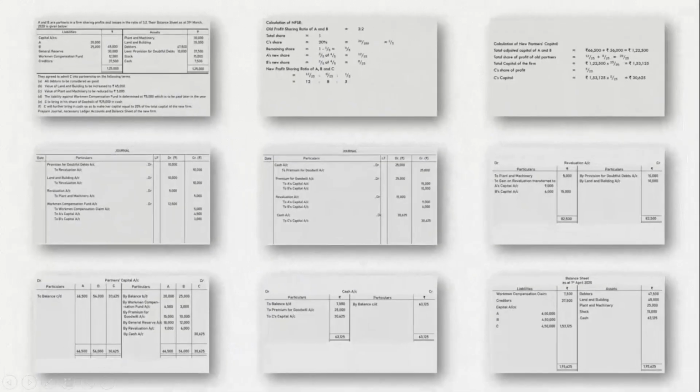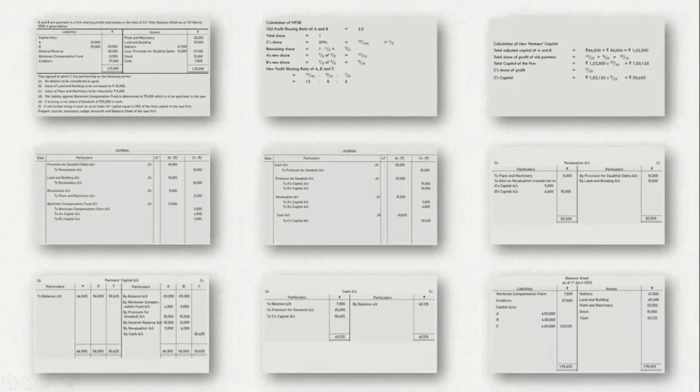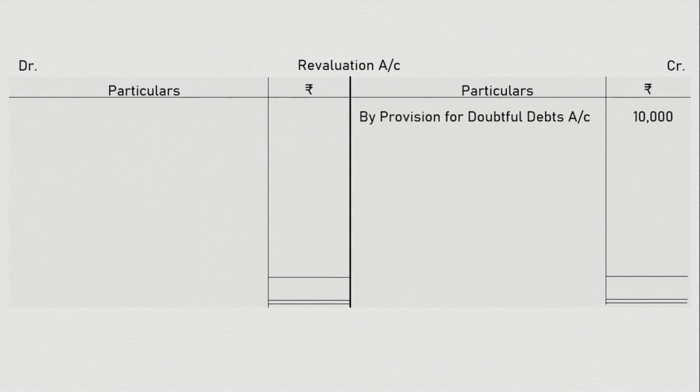Let's cancel this. Now provision is having a credit balance. So to cancel it, we will debit provision and we will credit the revaluation account because this is our gain. Then let's transfer this to the revaluation account. On revaluation account, credit side, by provision for doubtful debt 10,000.